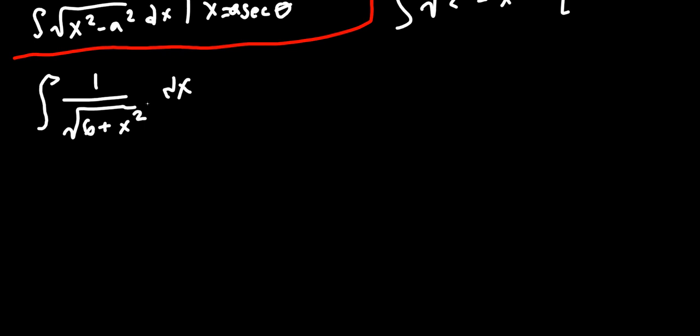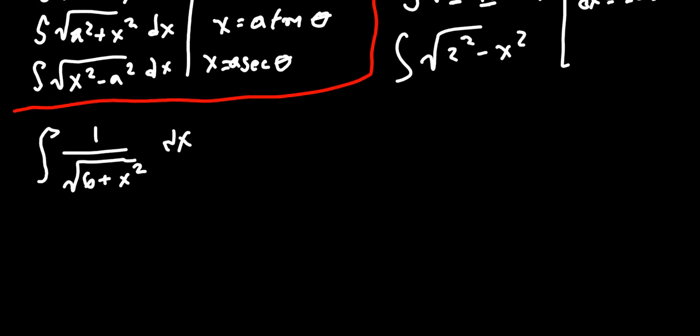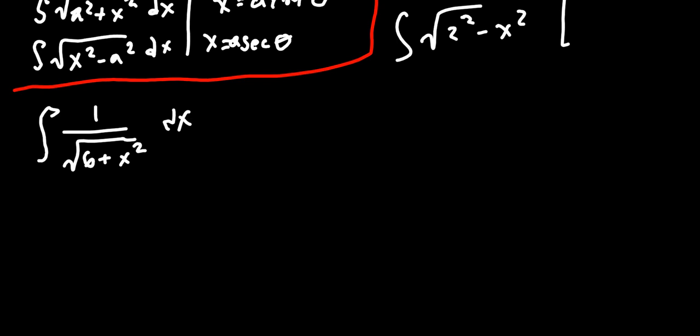So for this substitution, we want to make a tangent substitution, because that's the one that we do for a squared plus x squared. And so we'll do the substitution, let x equal, what's our a value? Well, our a value is usually the square root of the number. So in this case, x equals the square root of 6 tangent theta.